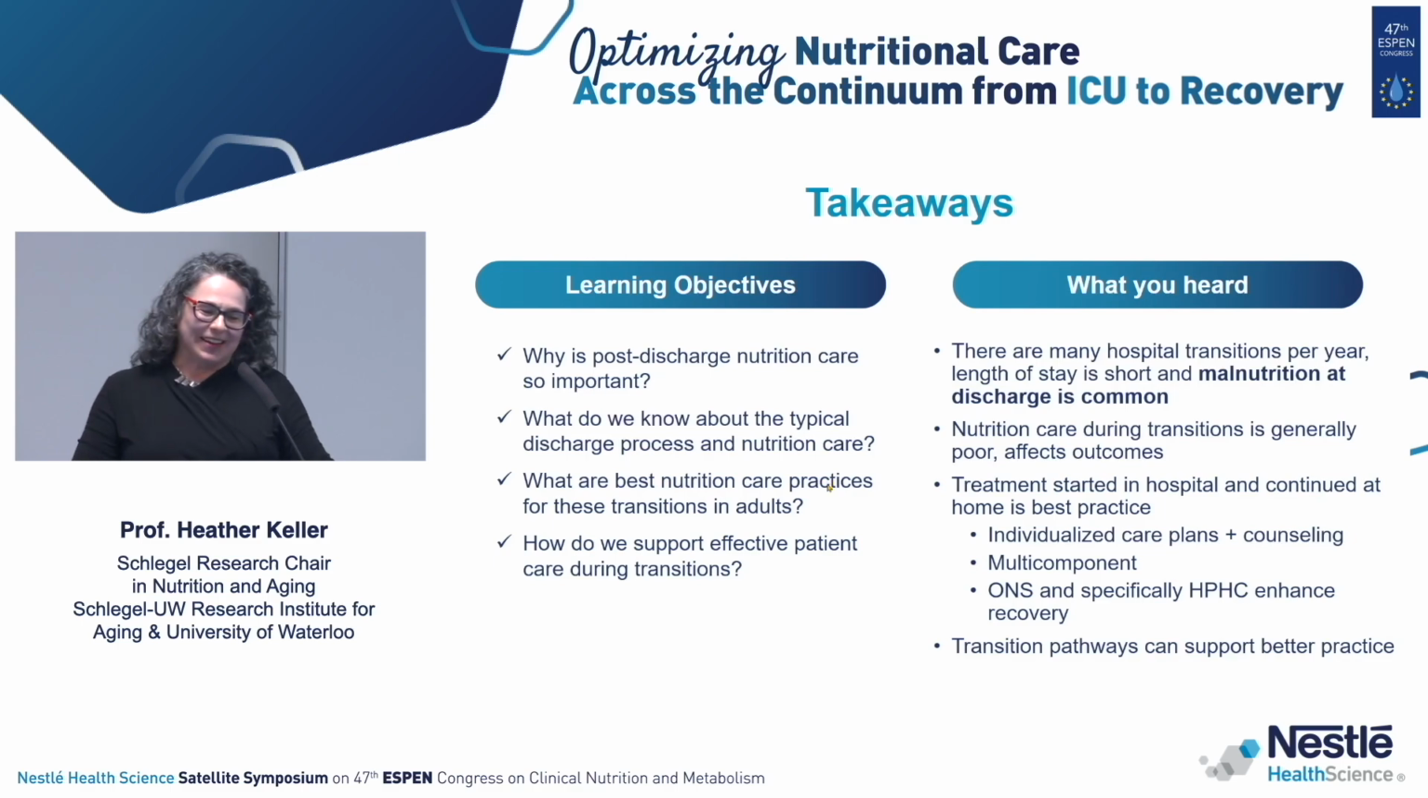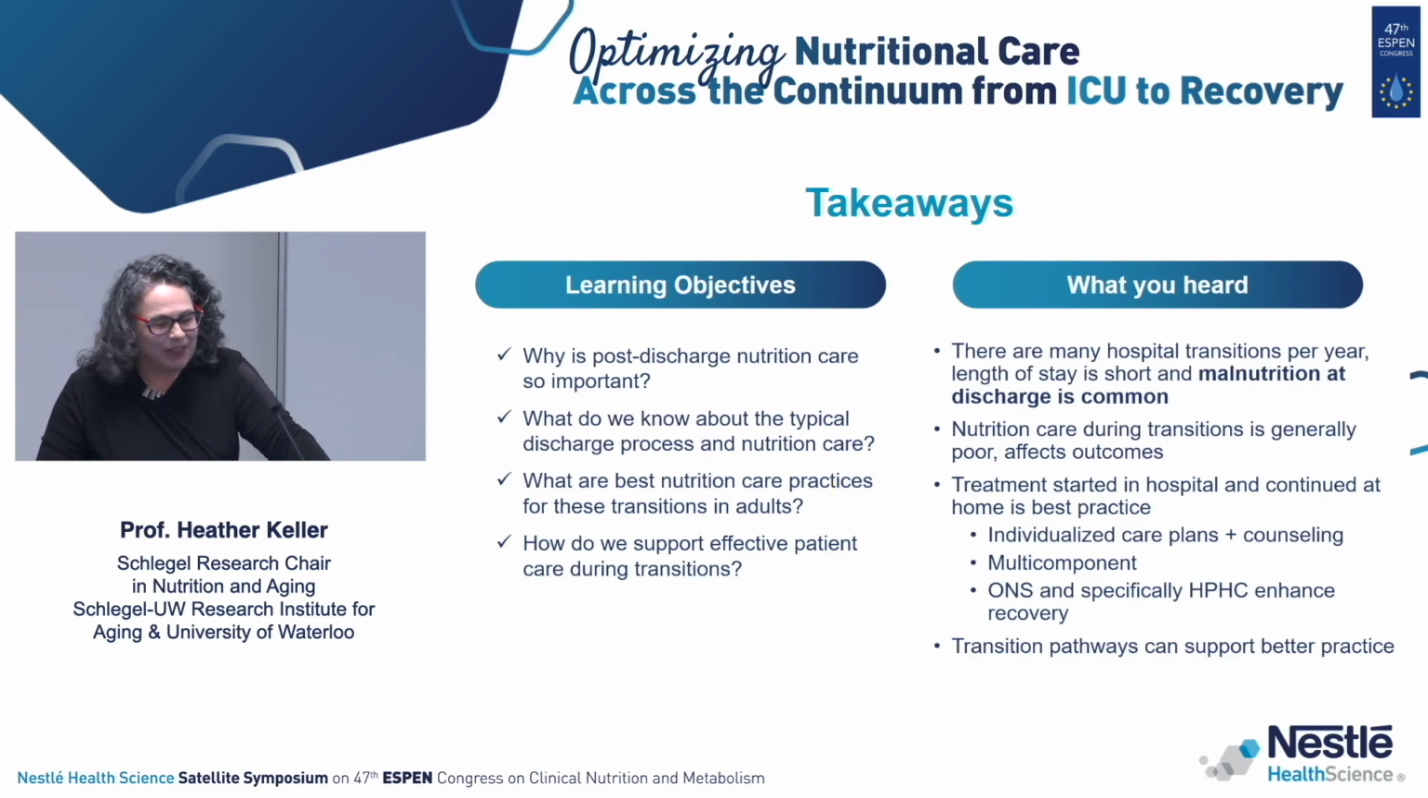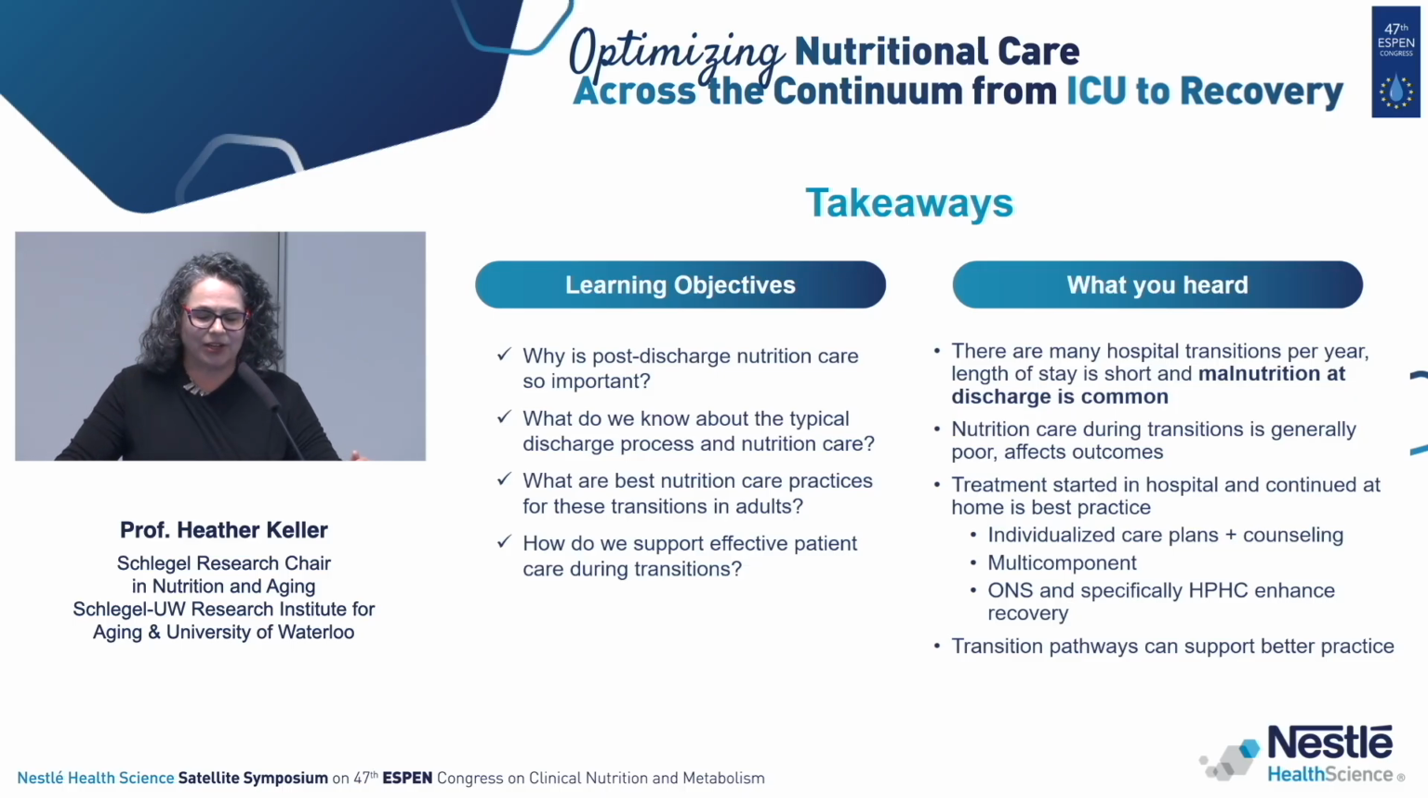Good. All right, so takeaways. I think I've told you there are many hospital transitions per year. The length of stay is generally short, and malnutrition at discharge is very common. Nutrition care during transition is generally poor and affects outcomes of our patients. Treatment started in hospital and continued at home is best practice, and that's the pathway you have to put in place. Individualized care plans and counseling are essential.